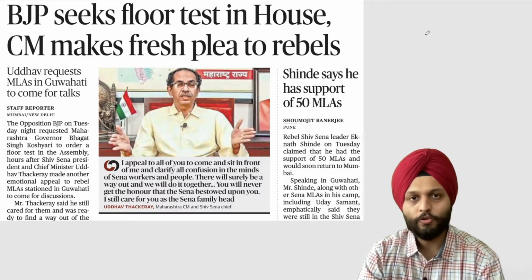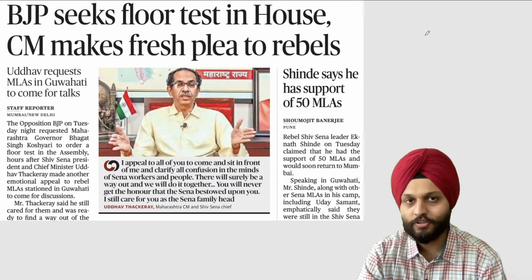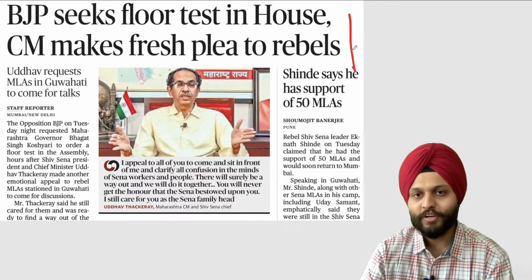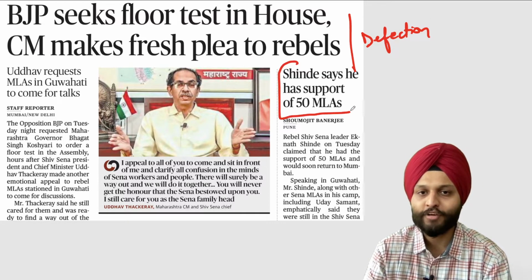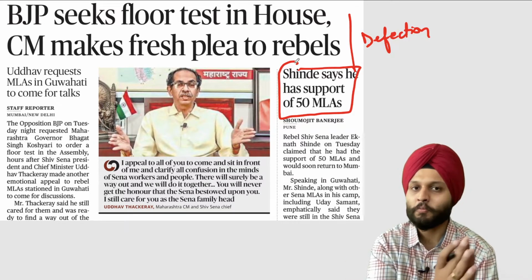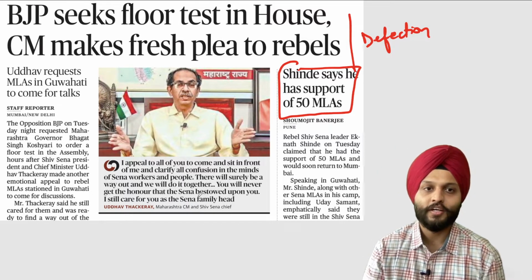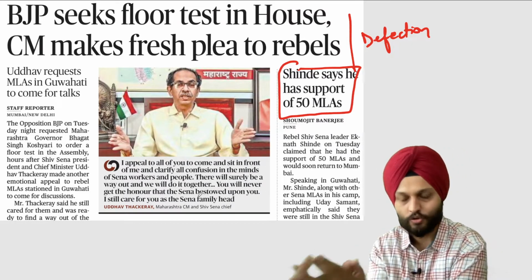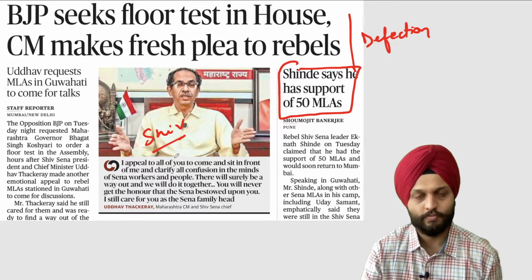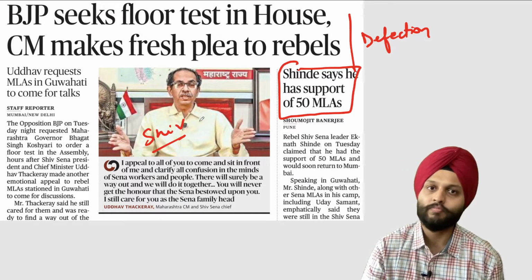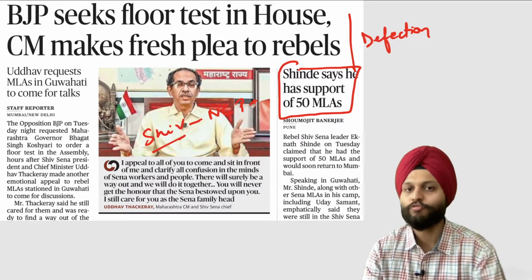Okay, so first is with reference to the defection issue: BJP seeks floor test in House, CM makes fresh plea to rebels. Briefly, this is about defection. There are certain MLAs who are presumed to have defected from the Shiv Sena camp. Now Shiv Sena is in power in Maharashtra, and naturally if 50-odd MLAs are out, saying they are not going to vote or support their political party, it is quite likely that this coalition government of Shiv Sena, NCP and the Indian National Congress would collapse. That is why the BJP wants the floor test.